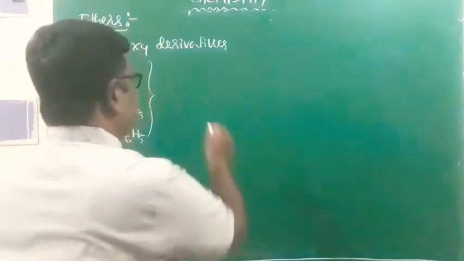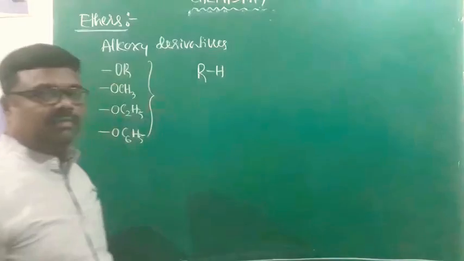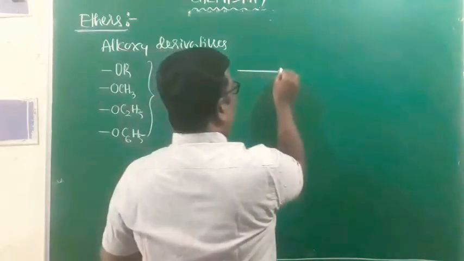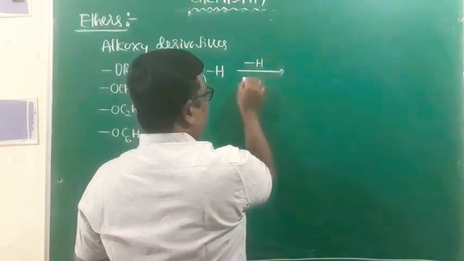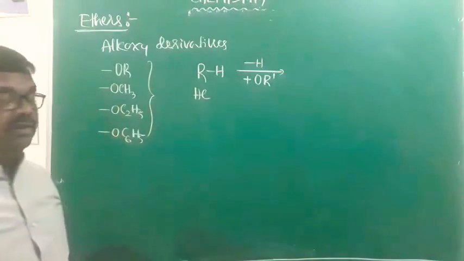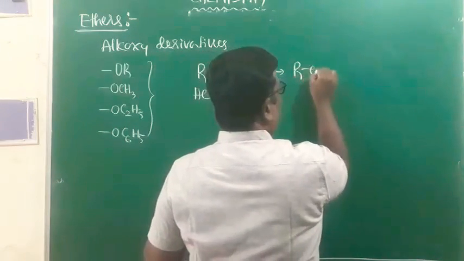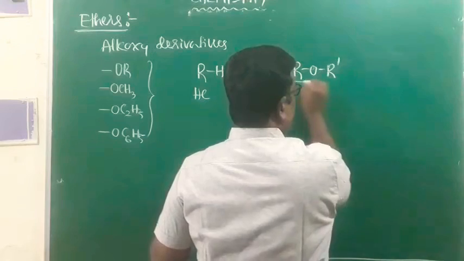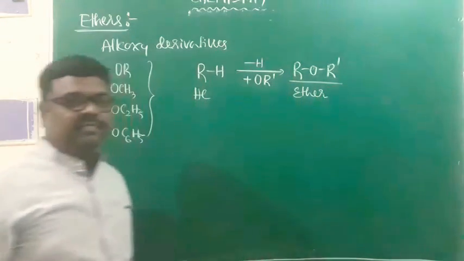Therefore, for example, if I say this is hydrocarbon, RH, and if one hydrogen atom of the hydrocarbon is replaced by one alkoxy group, OR dash, then you are going to get R, O, R dash. And look at this, this is a class of organic compound called ether.